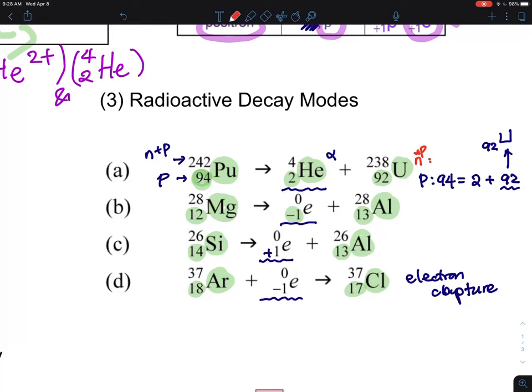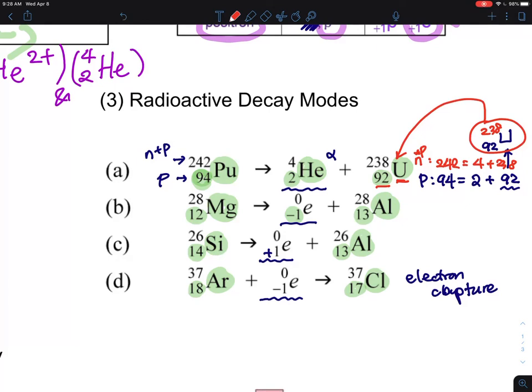N plus P is 242, and then you got 4. So how many do you need here? It's 238, right? So you're going to write 238. That's how you end up writing this one here. So almost always, find the 92 first, look at the periodic table, write the uranium symbol, and then you can finish the rest of these notations.